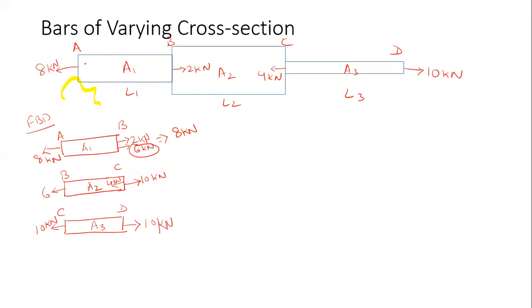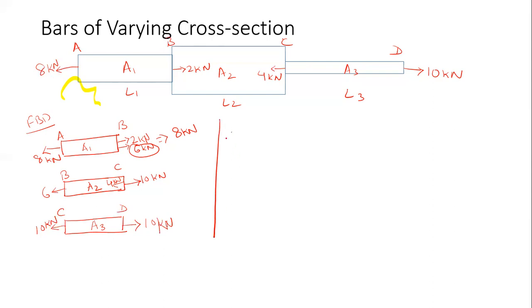Also we can see in the beam the total forces acting towards left are 8 kilonewton plus 4 kilonewton, 12 kilonewton, and total force acting towards right is 10 plus 2, 12 kilonewton. So this entire body is also in equilibrium.